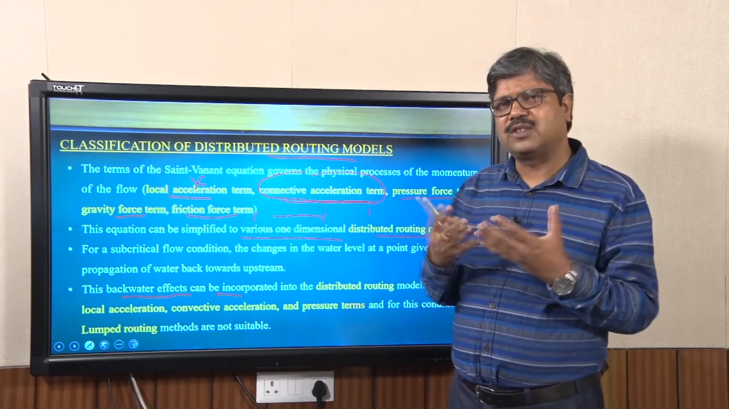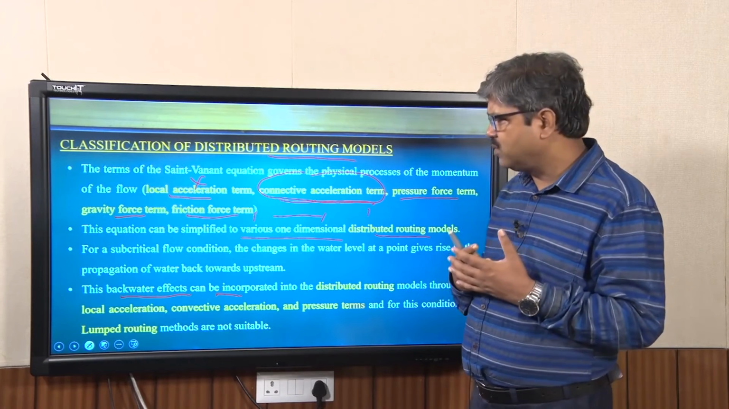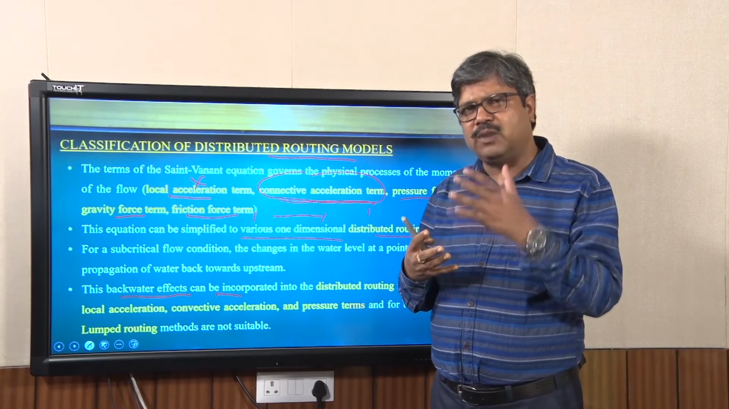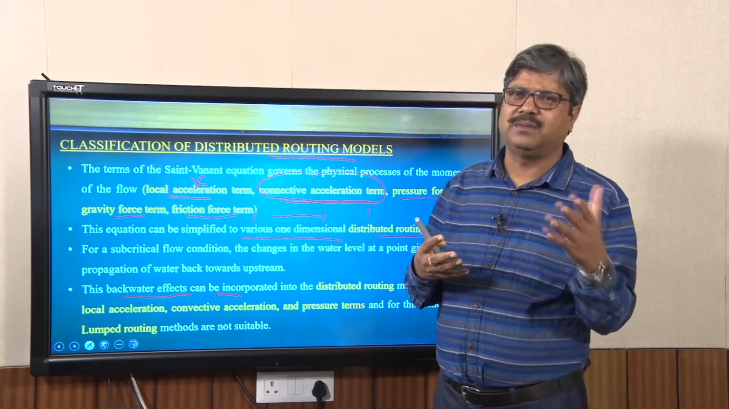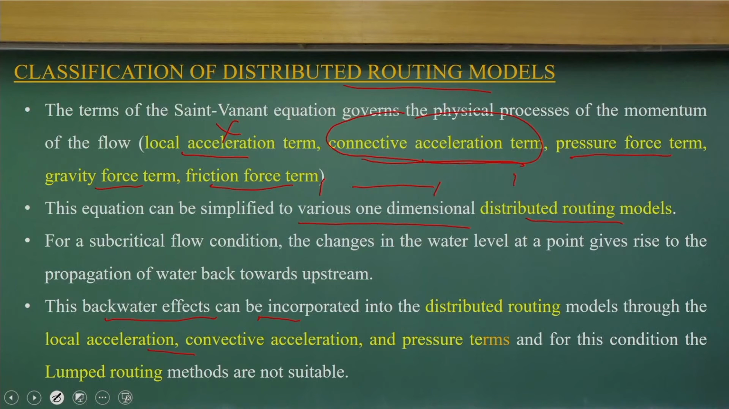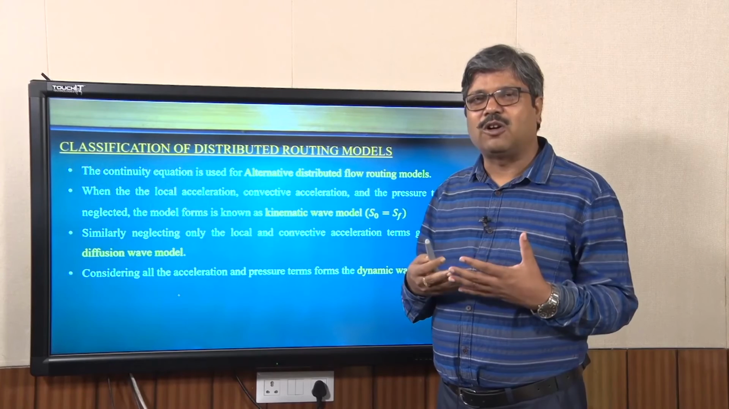For example, if you have subcritical flow, as you can understand from basic hydraulics books, whenever you create a disturbance, it affects both upstream and downstream. In that case you need to keep the local acceleration component, the convective acceleration, and the pressure terms. Under these conditions, lumped routing methods will not be suitable when you have subcritical flow and backwater effects.